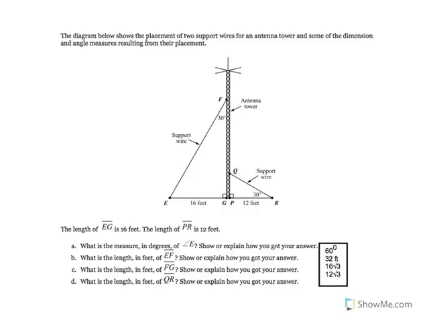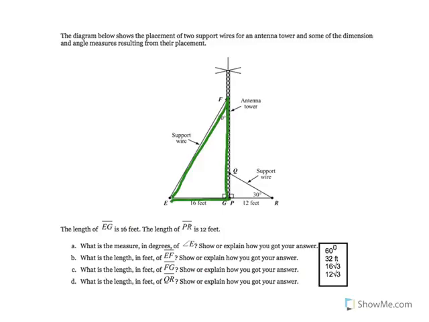So let's see. We have the antenna tower here, and then the support wires are here and here. So it looks like we have two triangles resulting from an antenna tower. Okay, easy enough. So remember, if you have two triangles, you isolate one, solve it, and then solve the other one. So let's start with this triangle here.